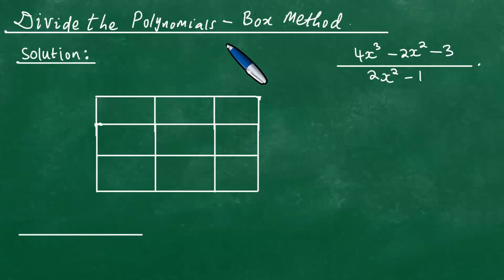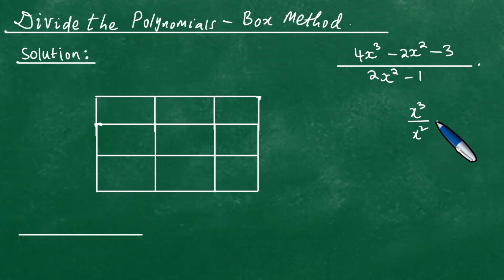We need to divide the polynomials using the box method. We need to note that we are effectively performing division as follows. So we are dividing a third-degree polynomial by a second-degree polynomial, getting a linear degree quotient, a quotient of degree 1, which is of the form ax plus b.